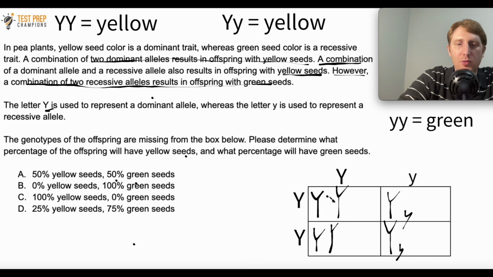Well, we know that big Y and big Y is yellow, and we know here that big Y, little y is yellow, and we know that the only case that gives us green is the combination of little y, and we don't have any little y combinations here. So the percentage that's going to have green seeds is actually 0. Okay, so the percent that's going to have yellow seeds is 100%.